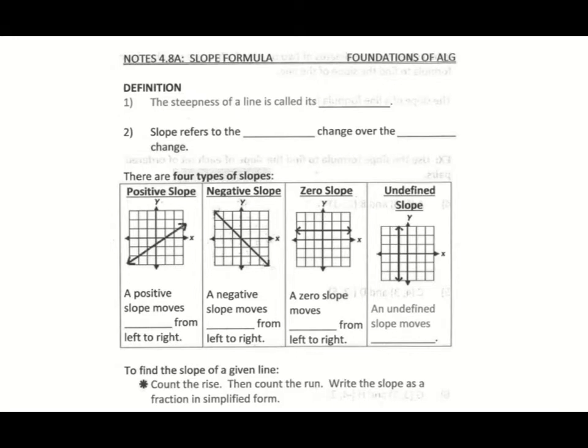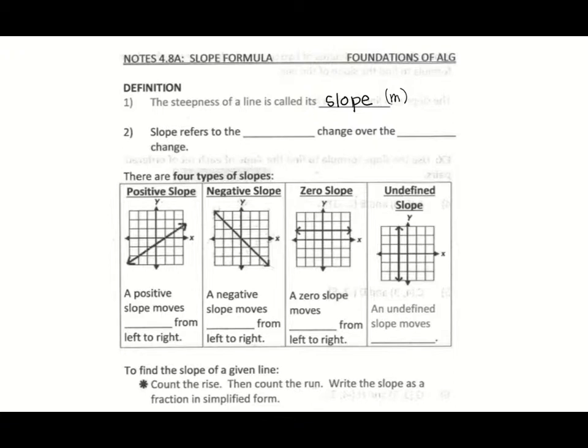In 4.8a, we are going to talk about our slope formula. So the first important part to remember is our definition of slope. Our slope is called the steepness of a line. And our variable for slope that we always use is going to be m. So if you see m, we know m is always referring to our slope.